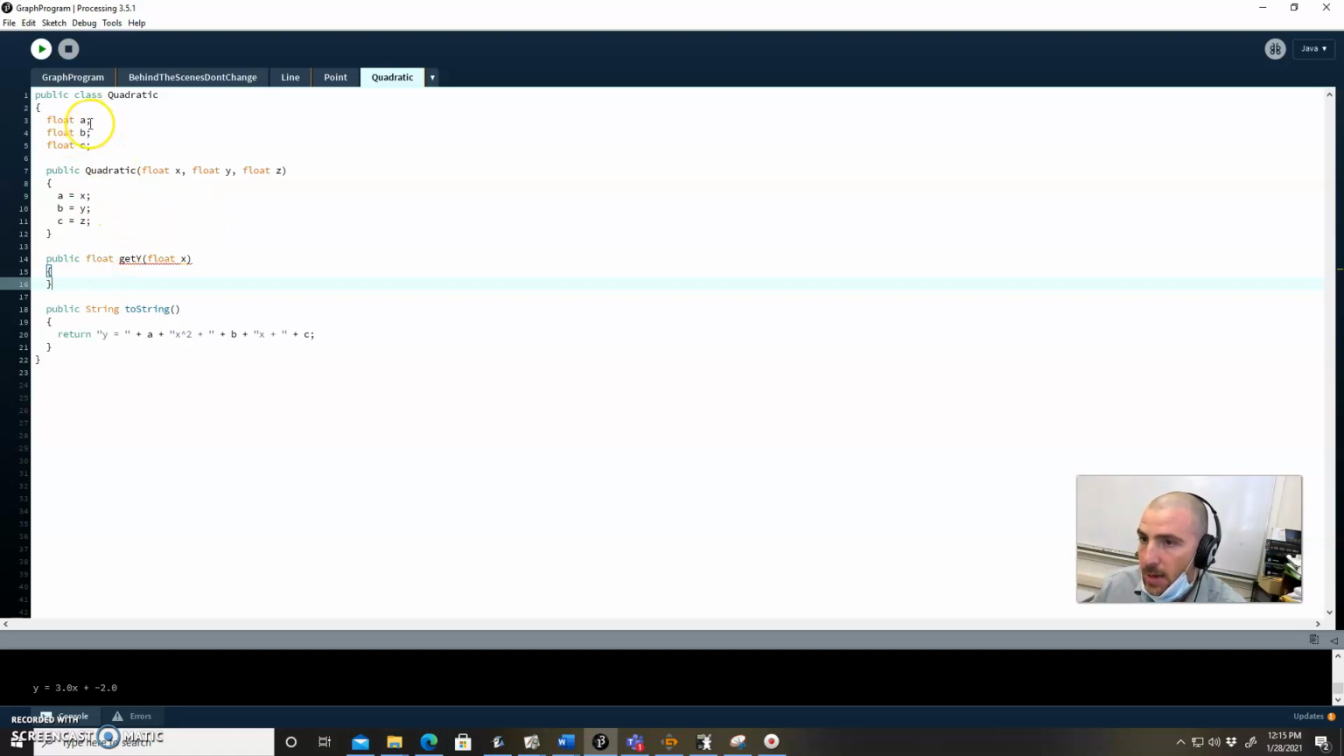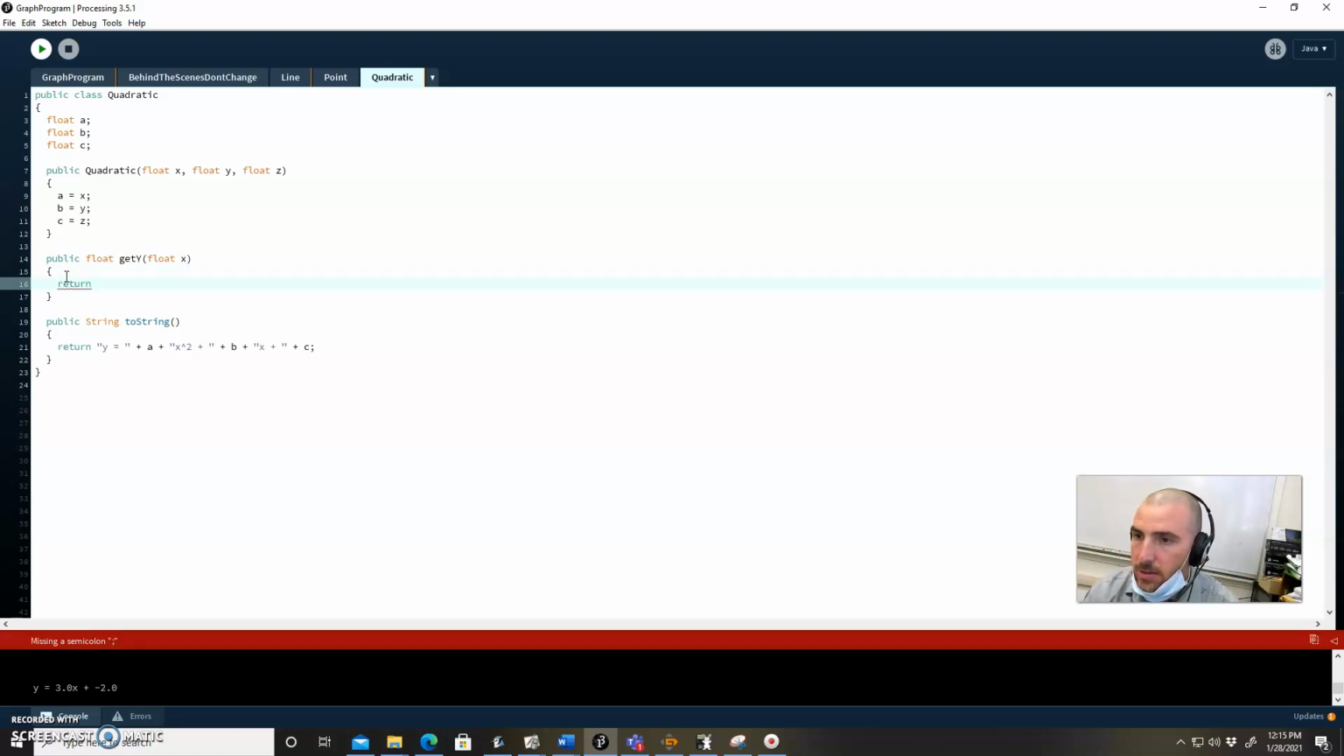then you would multiply it by a, that's where the ax squared is. Then you would add that to b times x, and then you would add c. Okay, so it's really not a long method here.